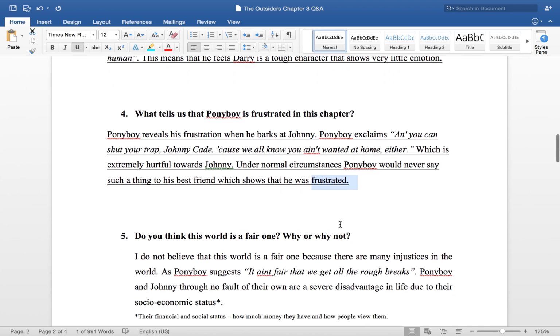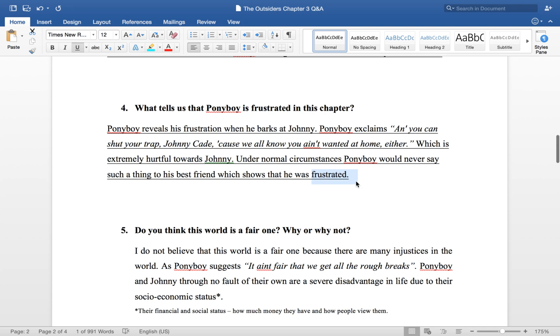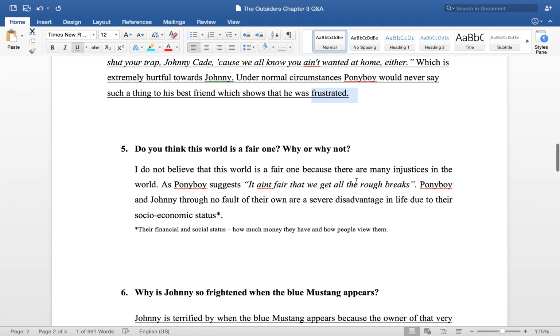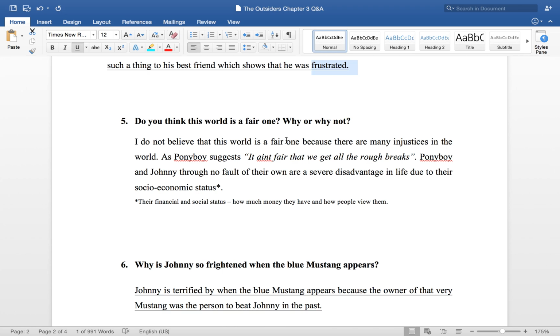We could put in a load of different things there. We could say angry; anxious isn't great, but we could put it in there. So if you're a really good student, seek to get keywords, but also synonyms for the keywords. And most of you are really good students, so try and do that. Question number 5. Do you think this world is a fair one? Why or why not? And I say, I do not. This is a personal response question. This is a great example of a PQE question.